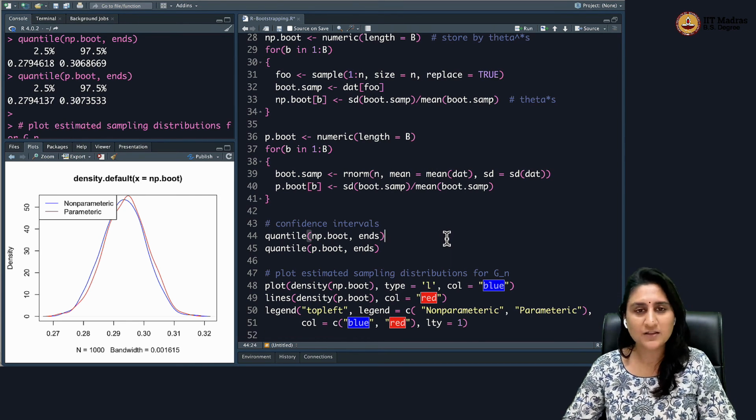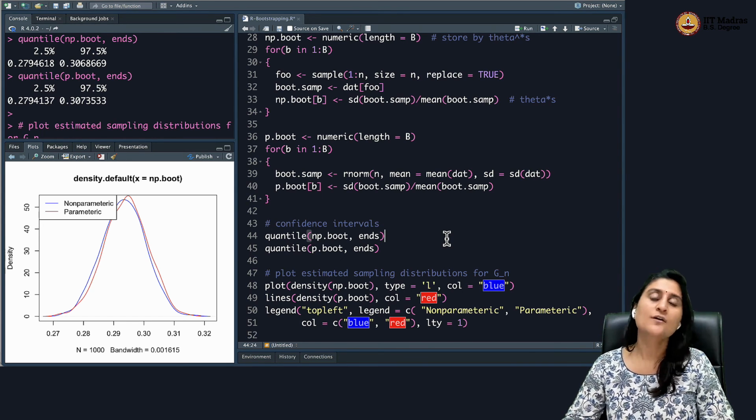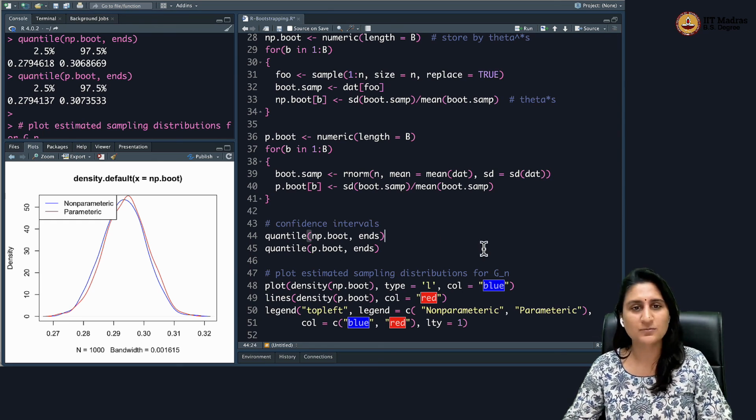Okay, so I would encourage you to go back and think about how you would generate and visualize the sampling distribution for the sample median of the gamma random variable, and see whether you can write code to be able to do that.